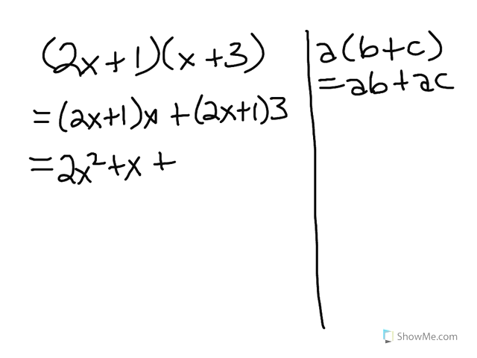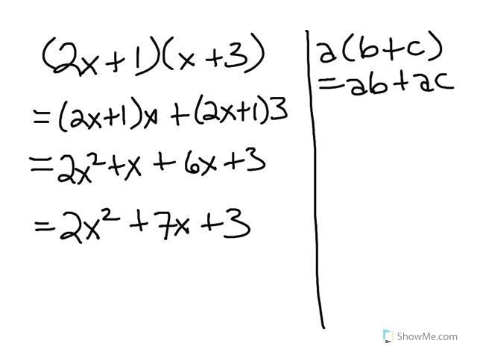In the same way, we can take 2x plus 1 times 3. Each of the terms inside the binomial 2x plus 1 would have to be multiplied by 3. 2x times 3 is 6x, and 1 times 3 is 3. Finally, combine like terms, we get the same answer that we got before: 2x squared plus 7x plus 3.